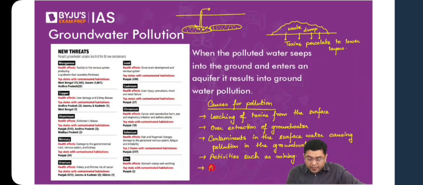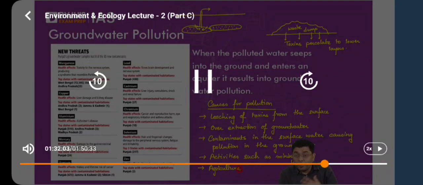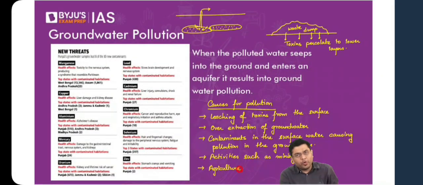Then agriculture. Again, the same process of seepage. In agricultural activities also, a significant amount of various types of fertilizers and chemicals are introduced, furans, dioxins, etc. Many times, along with the water and the surface runoff, they percolate into the lower regions. So these are the various factors which cause the pollution of groundwater.